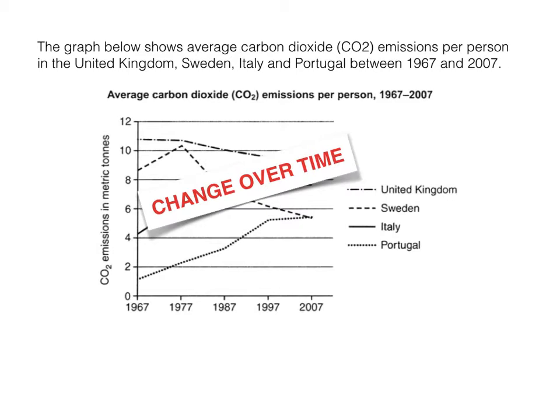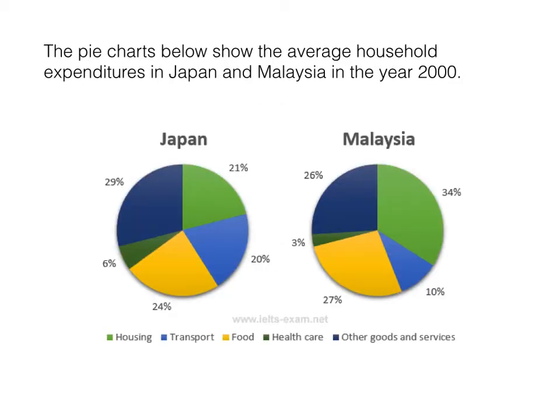What are the other types of graph? Well, these are pie charts. Notice the rubric first of all. The pie charts below show the average household expenditures in Japan and Malaysia in the year 2000. So we're not talking about changes here, but rather we need to compare and contrast how Japanese households spent their money and how Malaysians did. This is a snapshot. So it doesn't really matter what the graph looks like, it's more about what it represents.